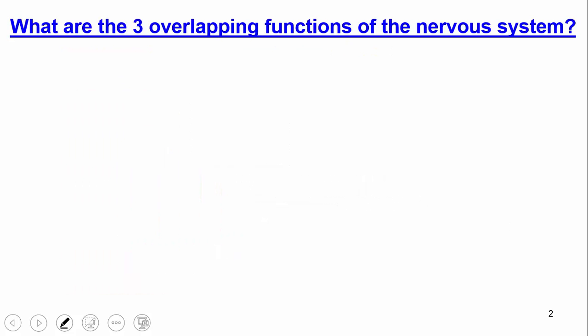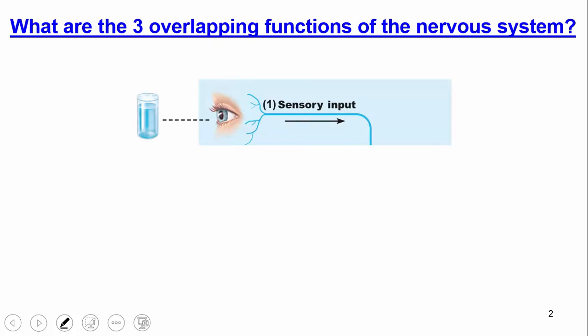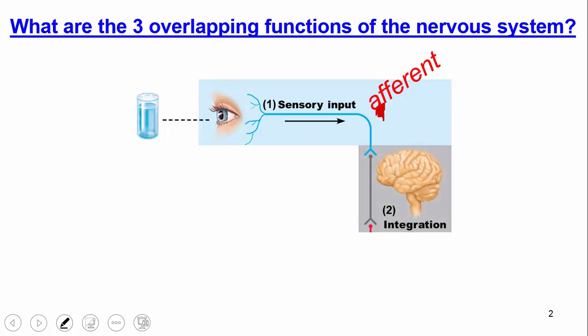So the first question we want to ask is, what are the three overlapping functions of the nervous system? Sort of a big picture question. Let's go ahead and take a look at this. First, we have something called sensory input, right? Your body senses something from the environment. Whenever it's coming in from the environment, we call it afferent. Underneath the letter A, put a little line there, right? Afferent, coming in.